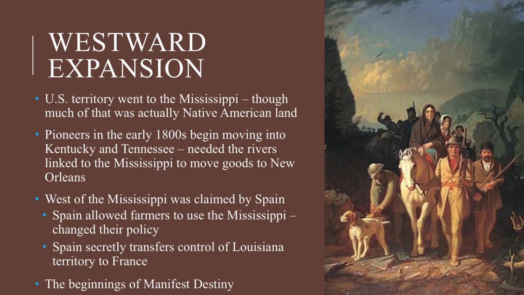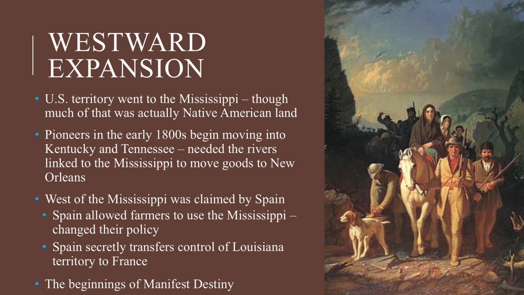During the Jefferson administration, the country continued to move westward. U.S. territory went all the way to the Mississippi, though much of that land was still controlled by Native Americans. Pioneers in the early 1800s began moving into the areas of Kentucky and Tennessee. Settlements were near rivers that could link to the Mississippi so that farmers could move their goods down to New Orleans. West of the Mississippi was claimed by Spain.